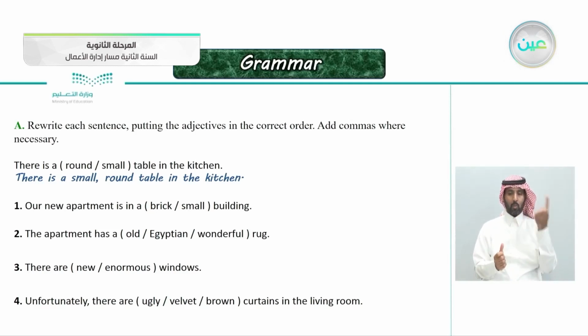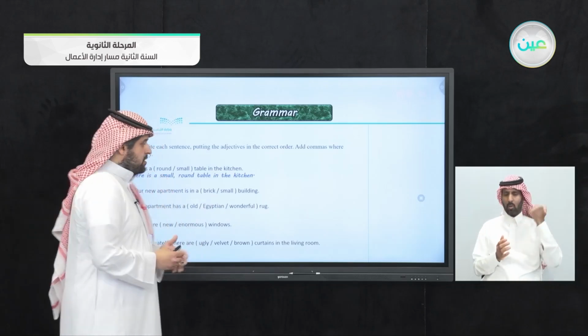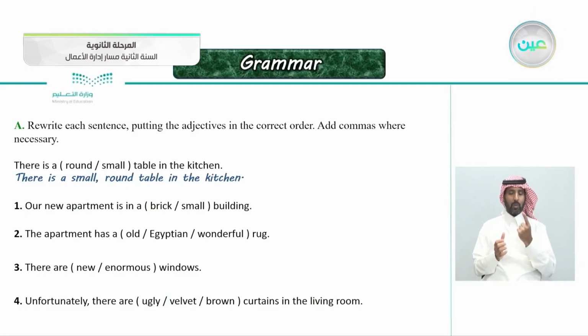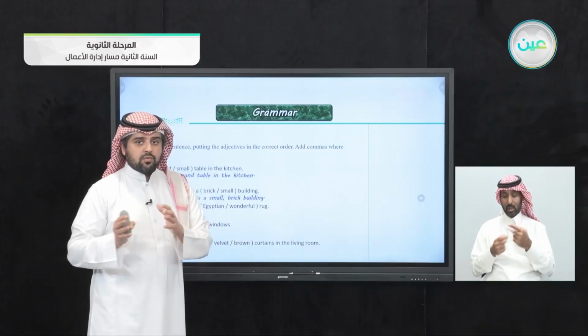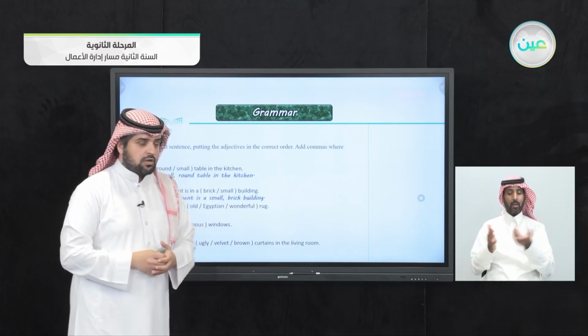So number 1, our new apartment is in a brick small building. So brick is material. Small, this is shape or size. Building. So remember the correct order. So the correct answer for number 1 is, yes, that's correct. Our new apartment is in a small brick building. Small brick. So we begin with the size and then we go to the material.